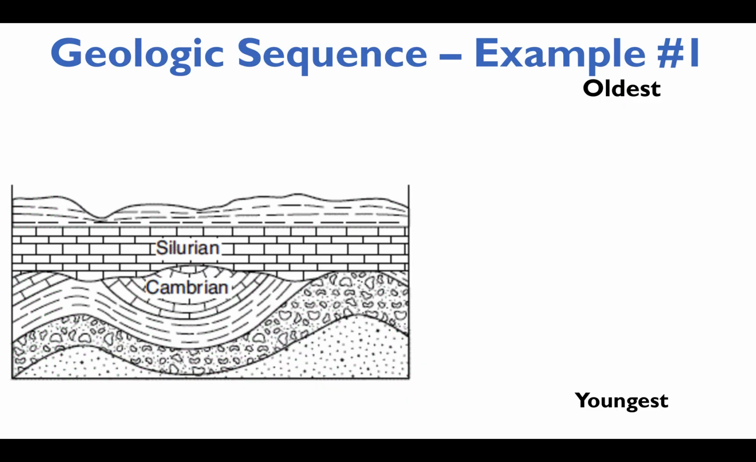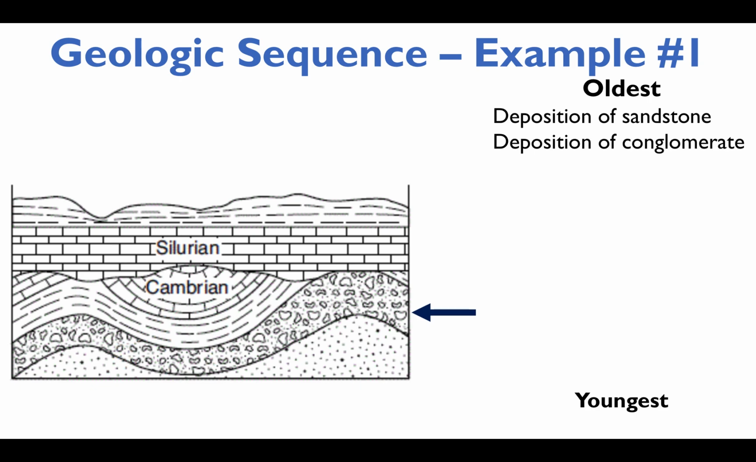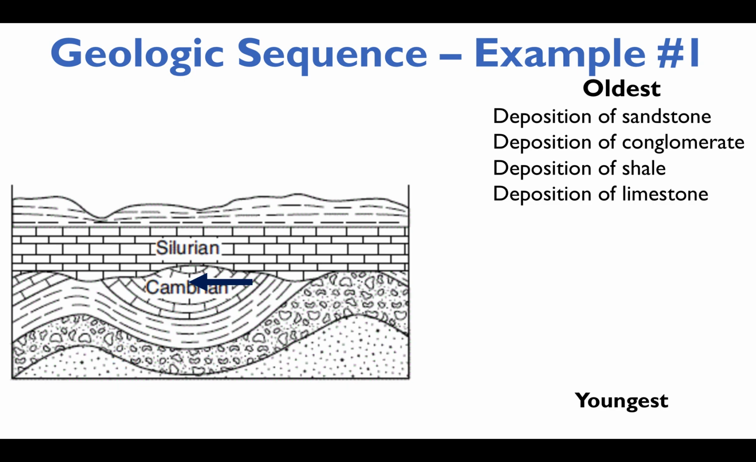So to start, we need to think about the law of superposition. And to find the oldest rock layer, you're going to start at the bottom of the diagram. So if we look at the bottom, we're going to see here the first event was the deposition of sandstone. After the sandstone was deposited, the next is going to be the deposition of conglomerate. Then you have the deposition of shale, followed by the deposition of limestone.